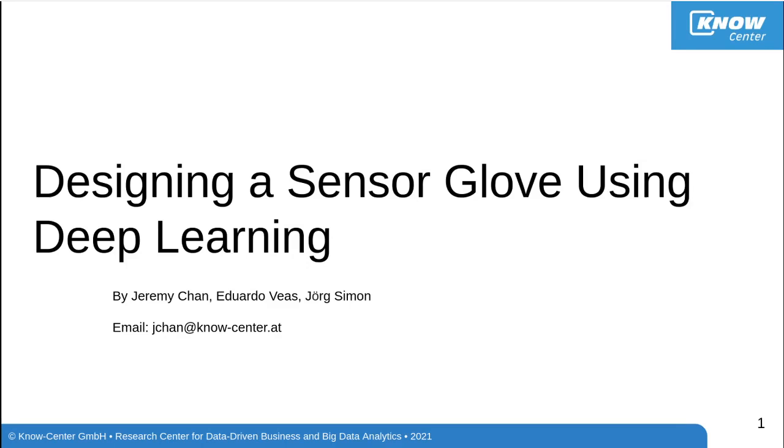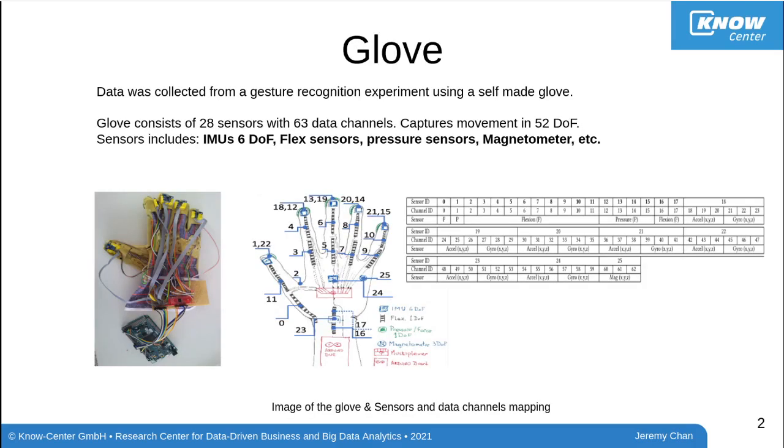In this presentation, I will be briefly walking through the main findings from my paper, titled Designing a Sensor Glove Using Deep Learning. To start off, a sensor glove can be defined as a glove with sensors to extract information concerning hand movements. Here I present a self-made glove of our own. It is fitted with an excessive amount of sensors, which includes IMUs, flex sensors, pressure sensors, gyros, magnetometers, and so on.